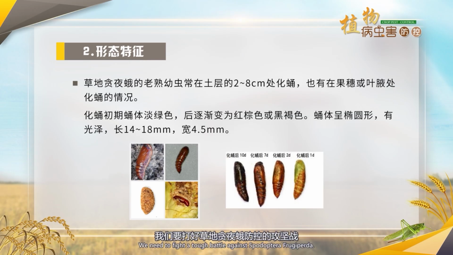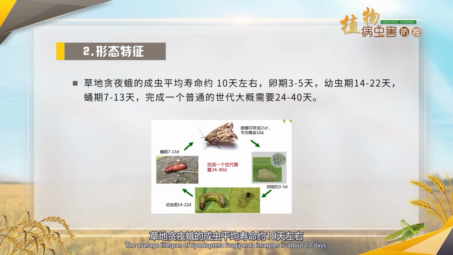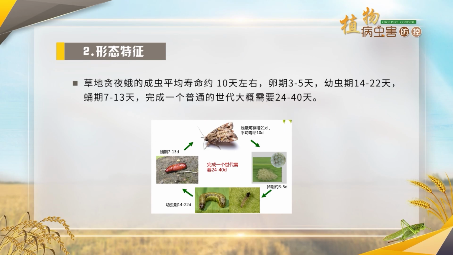We need to fight a tough battle against the Spodoptera frugiperda. That is to say, we have to identify it and grasp its occurrence law. The average lifespan of Spodoptera frugiperda imagos is about 10 days. The egg stage is 3 to 5 days. The larval stage is 14 to 22 days, and the pupal stage is 7 to 13 days. So a generation is completed in about 24 to 40 days.